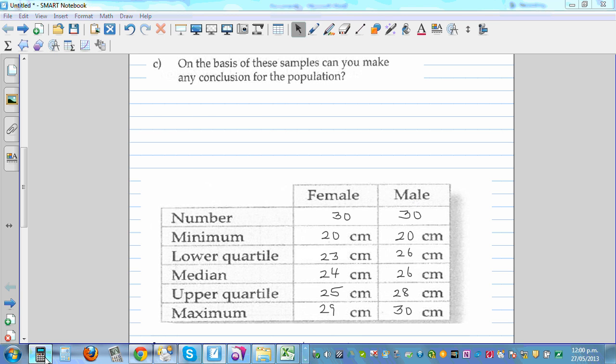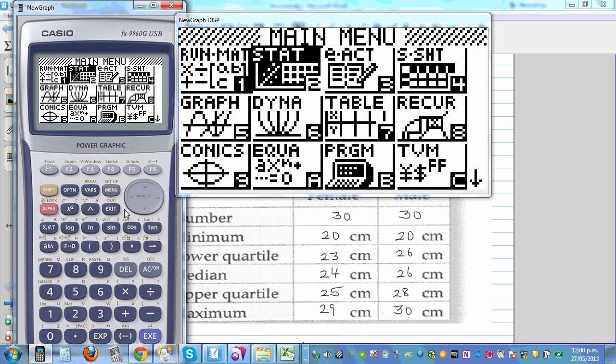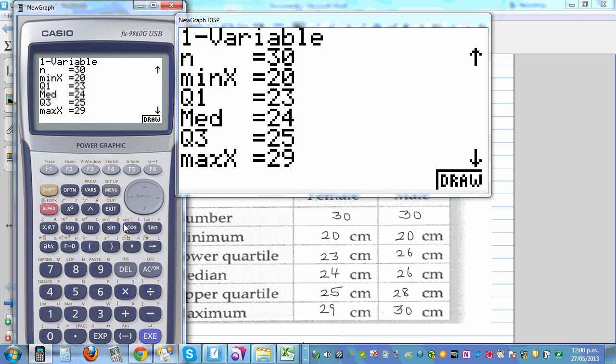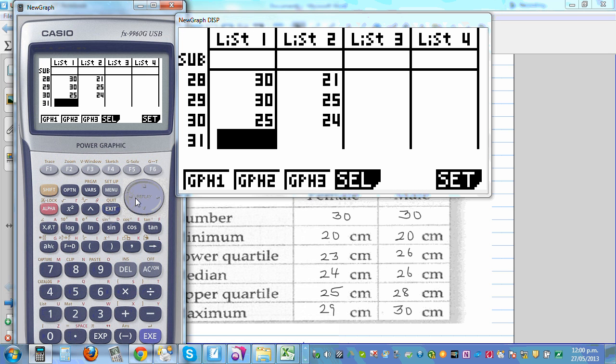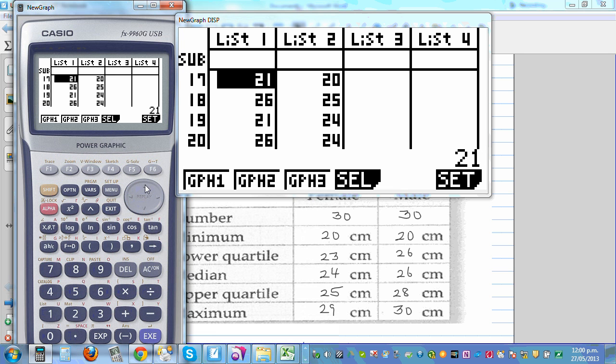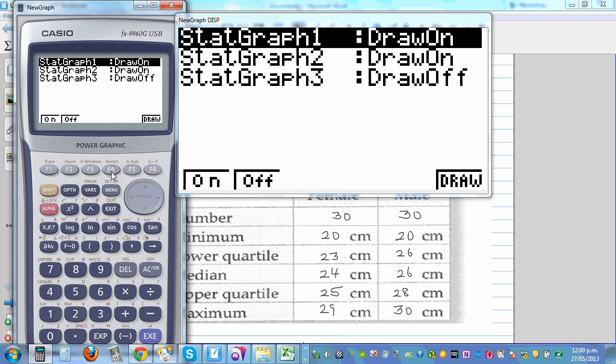I have done this on a graphic calculator. I'll show you how I did it. So if you go to stats, enter, and enter. So this is the data for boys. Sorry, in list one, I have male, and list two, I've got female. And then I have graphed on a graphic calculator, and this is how I drew it.